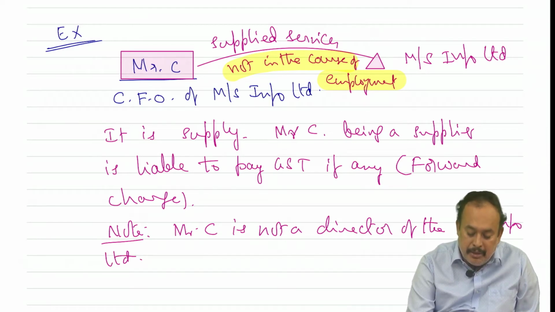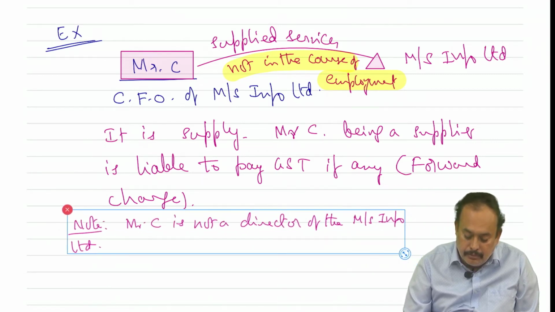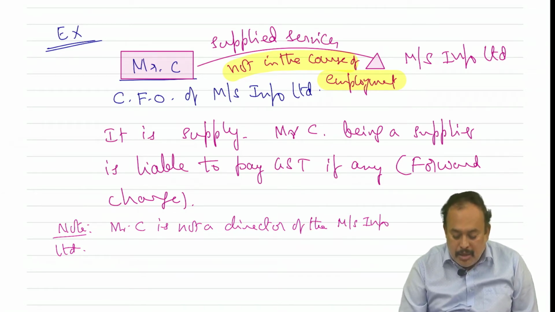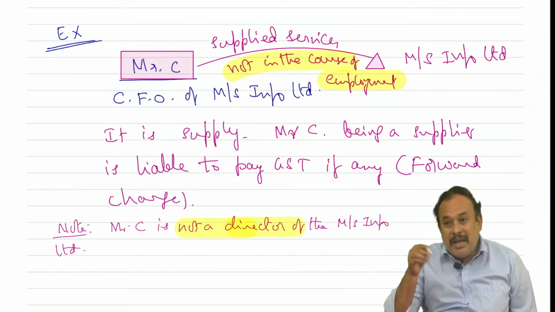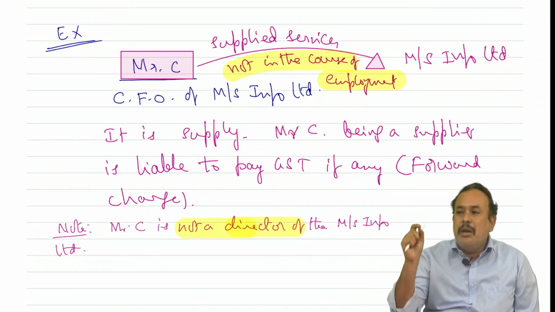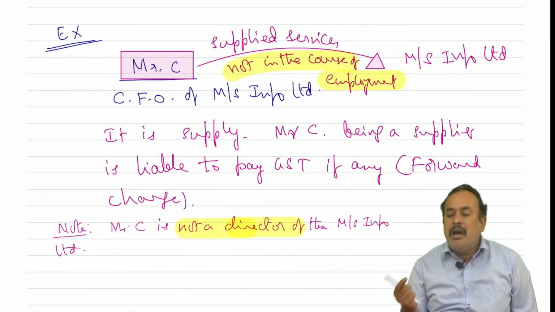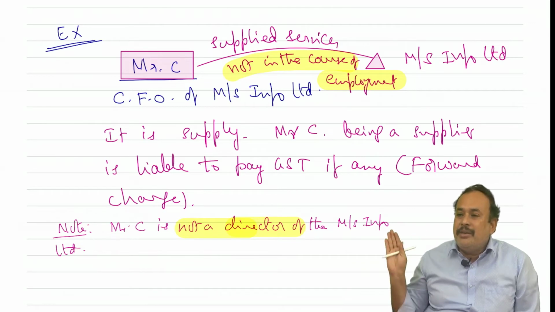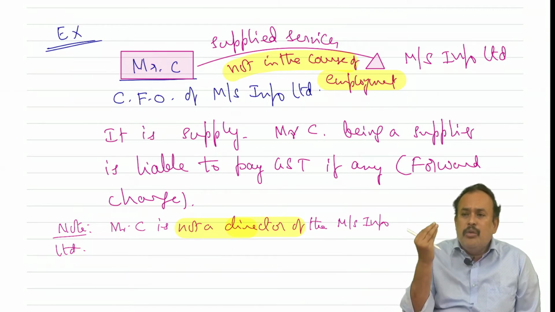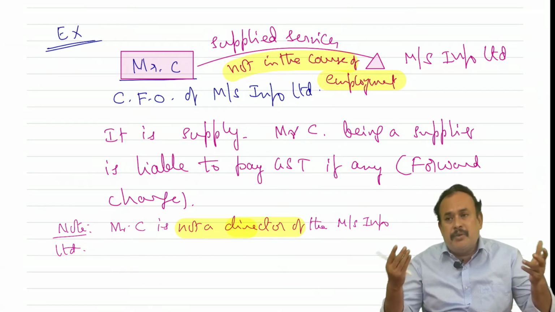He is not a director. If he is a director, then you can think of it. RCM is applicable only when, being a director of the company, he provides these services to the company not in the course of employment. Then it is called a supply and RCM will apply. Here he is not a director, so it is forward charge, not reverse charge.